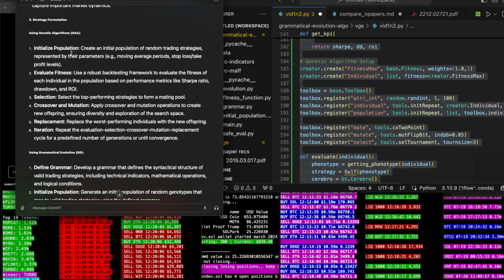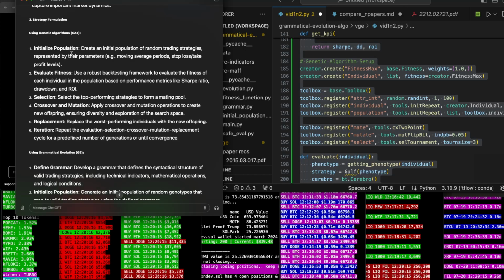Evaluate fitness. Use a robust backtesting framework to evaluate the fitness of each individual in the population based on performance metrics like Sharpe ratio, drawdown, and ROI.